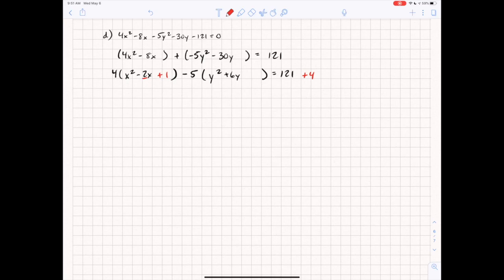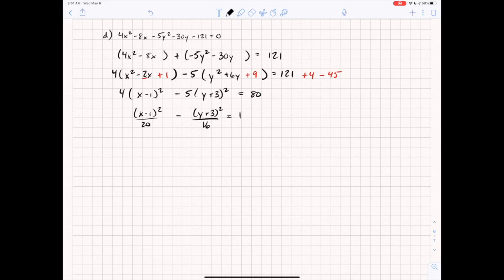And then from the y's, we've done this one plenty of times. I'm going to add 9, but I'm really subtracting 45. And again, that stems from the minus 5 here, and the plus 9 that I'm adding in. Okay, so going through and factoring and simplifying the right-hand side, this would give me (x minus 1) squared minus 5(y plus 3) squared is equal to 80. And now dividing everything by 80, I get (x minus 1) squared over 20 minus (y plus 3) squared over 16 is equal to 1.